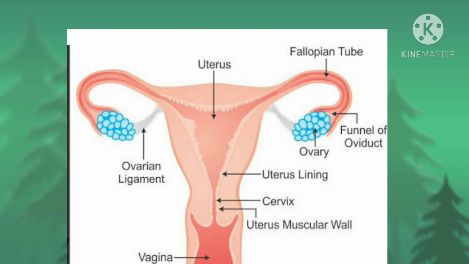So that means we have already discussed the parts of the female reproductive system and the associated glands also. So I think the topic should be clear to you.